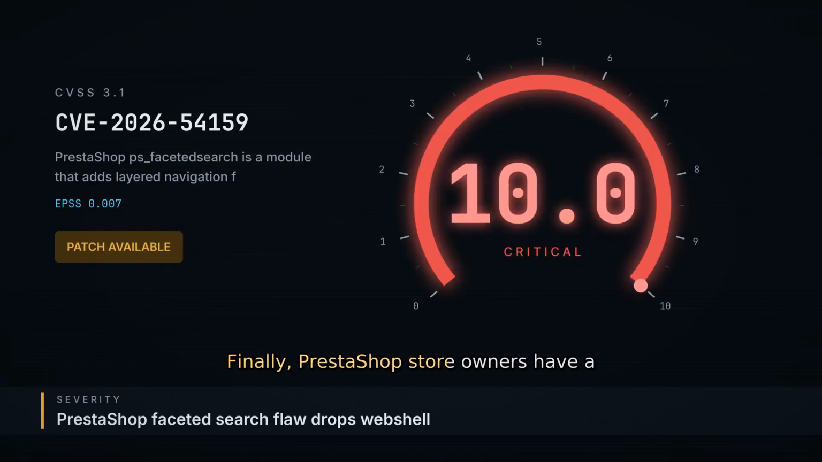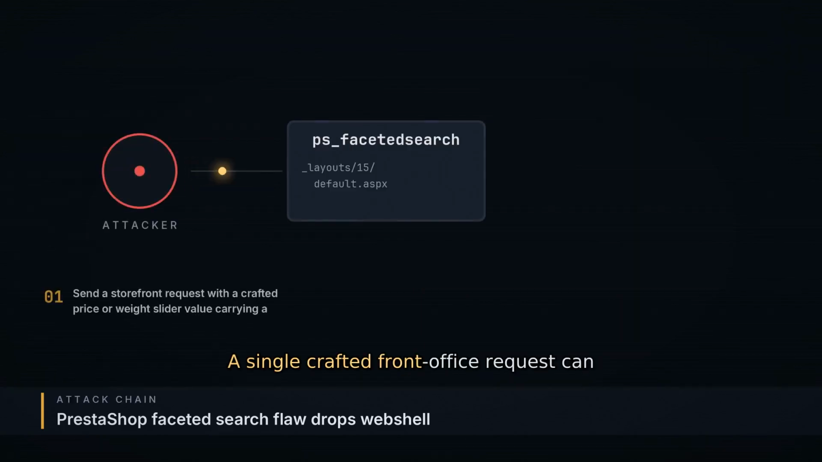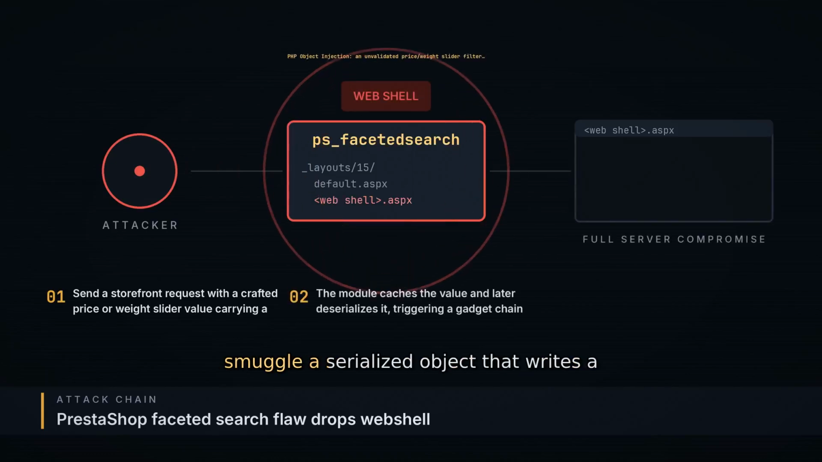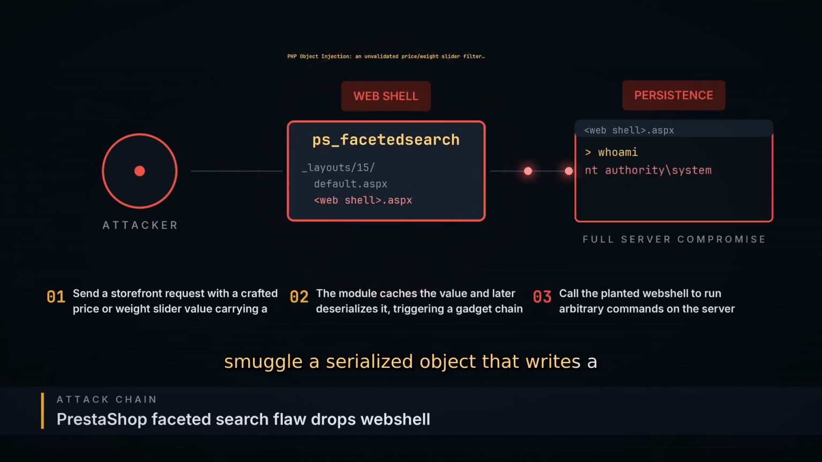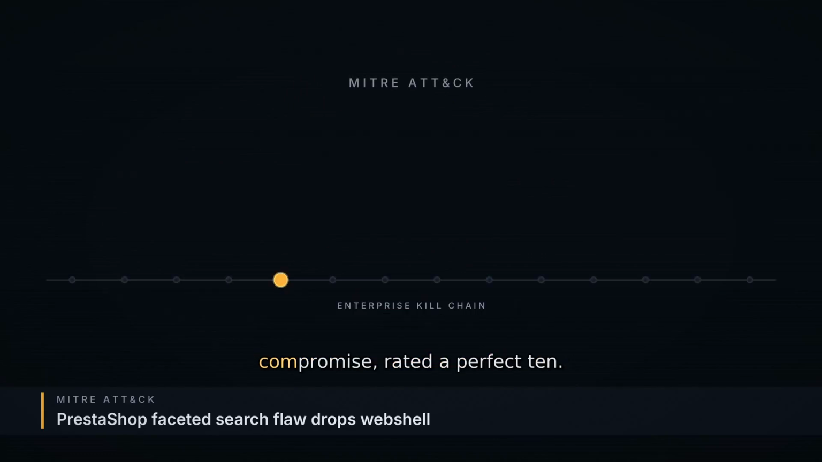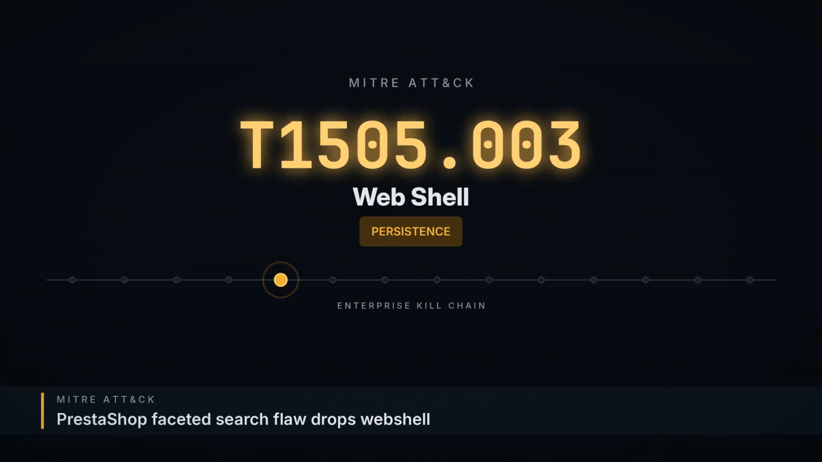Finally, PrestaShop store owners have a maximum severity problem in the faceted search module. It takes a price or weight slider value straight from the URL and runs it back through a raw PHP unserialize call. A single crafted front office request can smuggle a serialized object that writes a PHP webshell. That's unauthenticated full server compromise, rated a perfect 10. Layered navigation runs on huge numbers of public storefronts.